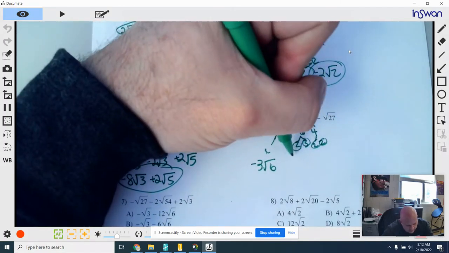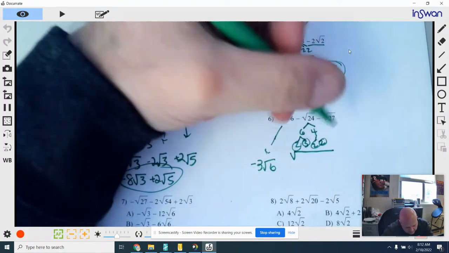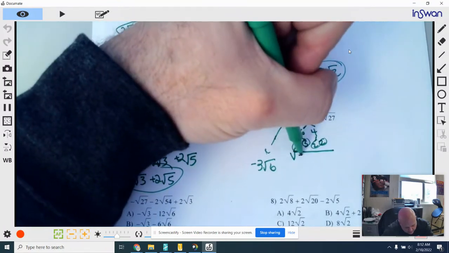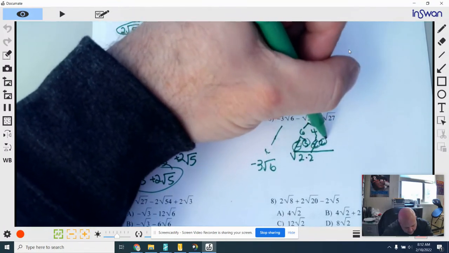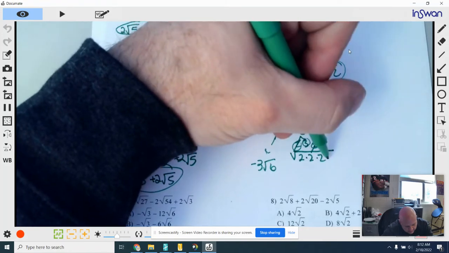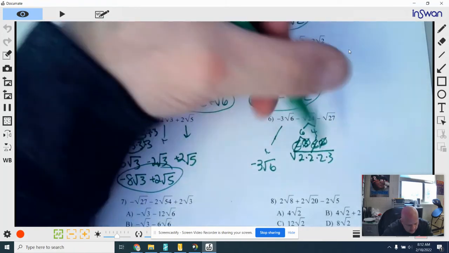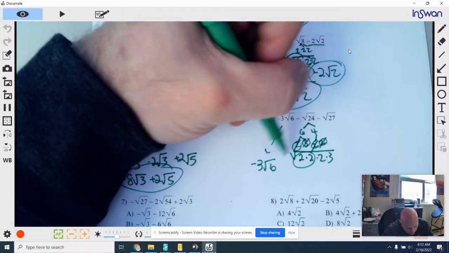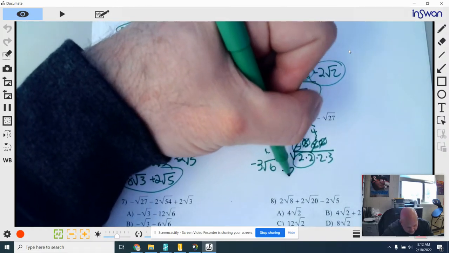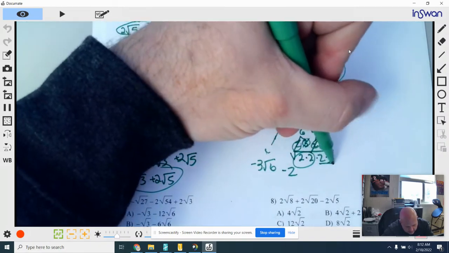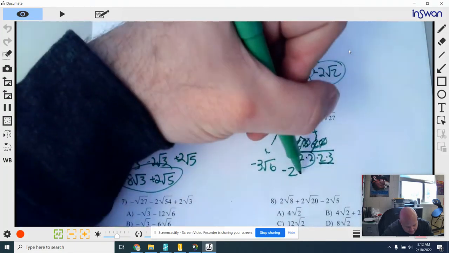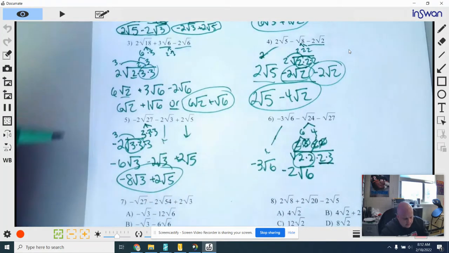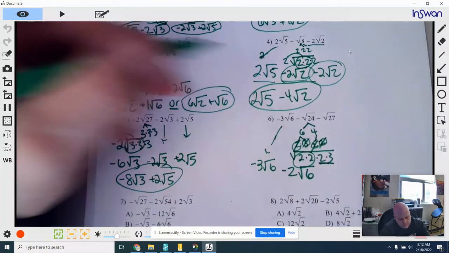So when I put it back together, I like to go with my smallest ones first. 2 times 2 times 2, and then my times 3. So I see I have a pair of 2's. So out is going to come one of those 2's. So negative 2, and then since these don't have matches, these get multiplied back together. So that's where that 6 comes from.